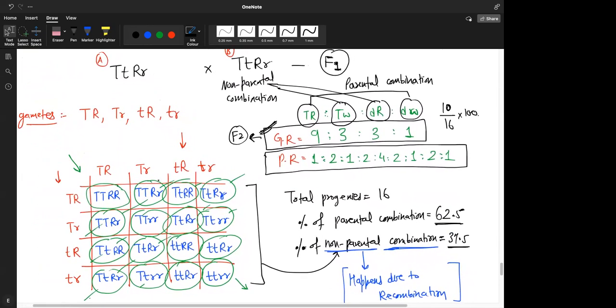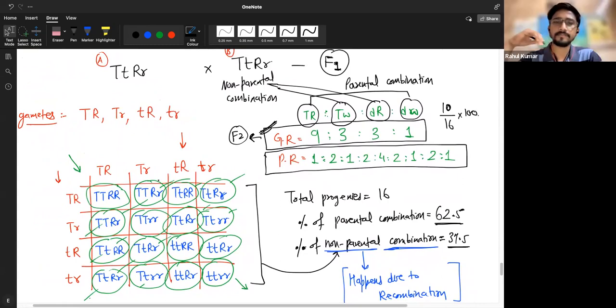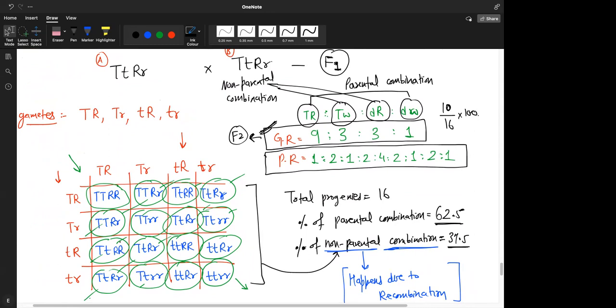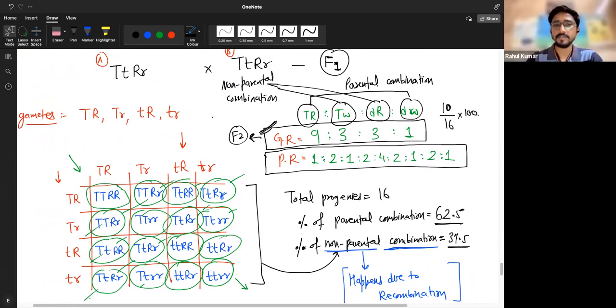Then we crossed them and made a Punnett square. Because there are four gametes in each parent, 4 into 4 is 16, so 16 possible combinations are there.